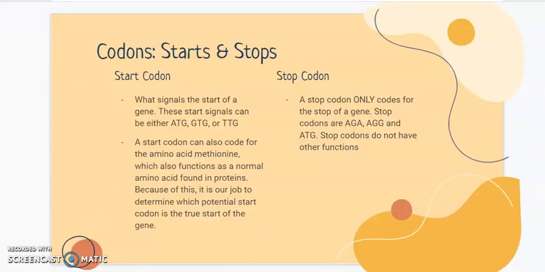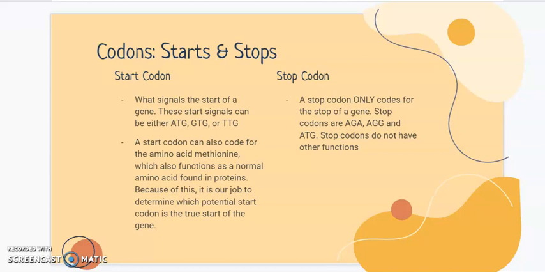Okay, codons and starts and stops. Now that we know what a codon is, that 3-letter sequence, a start codon means that this is the start of the gene. This is where it begins. These start codons are going to be ATG, GTG, or TTG. And these are the only ones you'll ever see being a start. So pay attention to those 3.